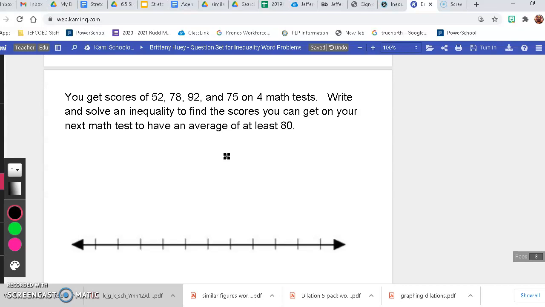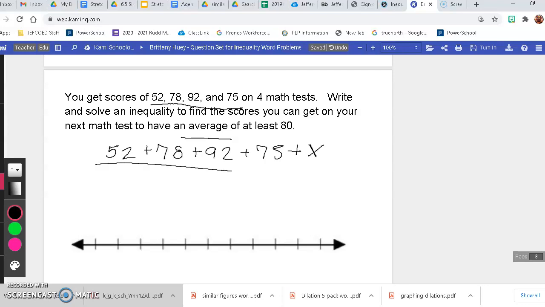So what you're going to do, remember average means add all the numbers up and divide by the data points you have. So here are our math test scores. 52 plus 78 plus 92 plus 75. And we want to figure out what we're going to make on the next test. So I'm going to add in that test and put it in as a variable. Now notice we have 1, 2, 3, 4, 5 tests. So we're going to divide that all by 5. That's an average. Now this can be greater than or equal to 80.